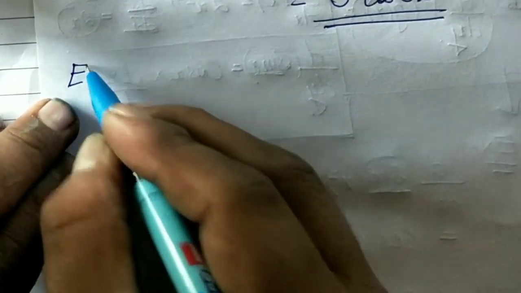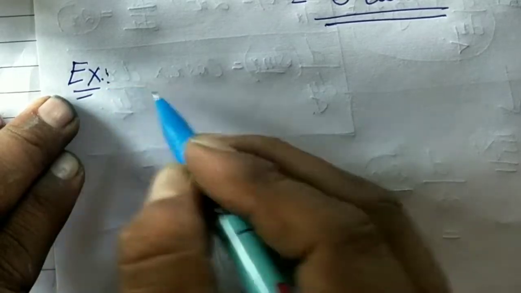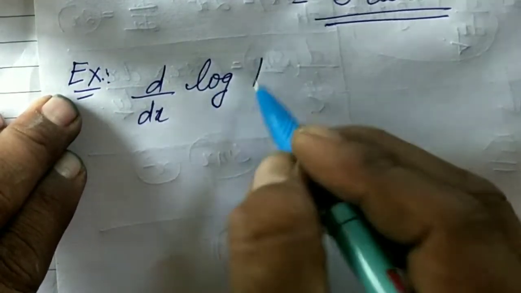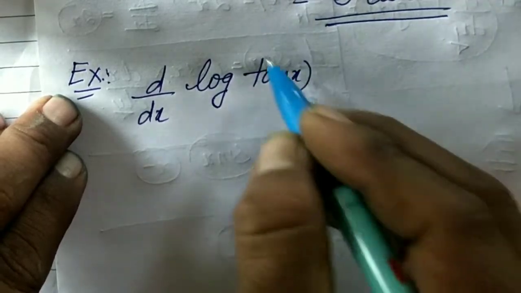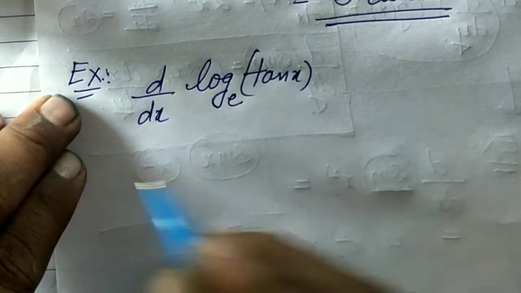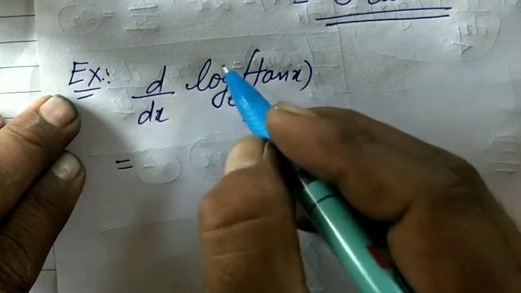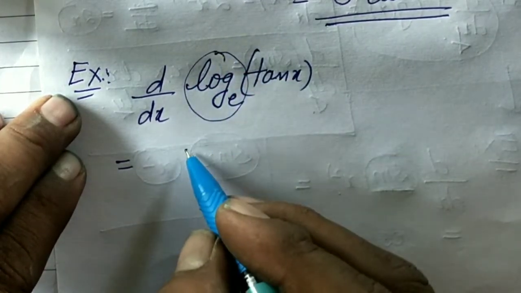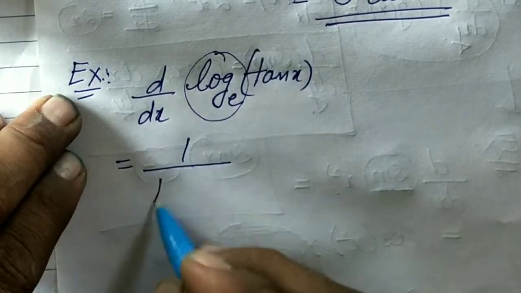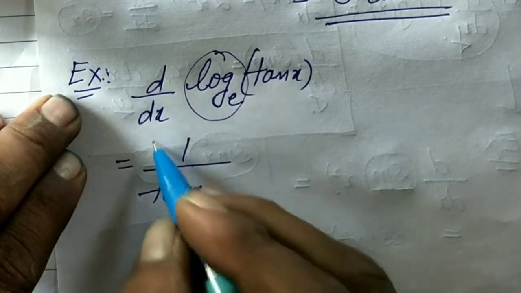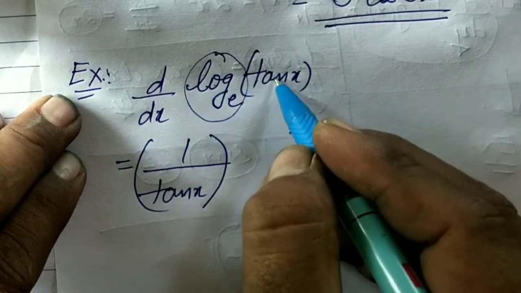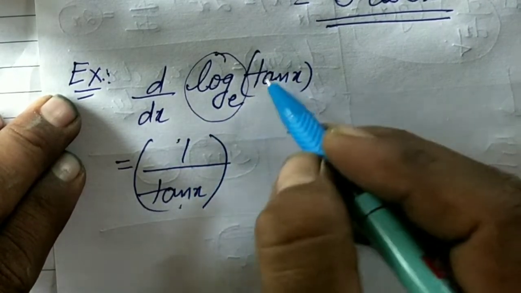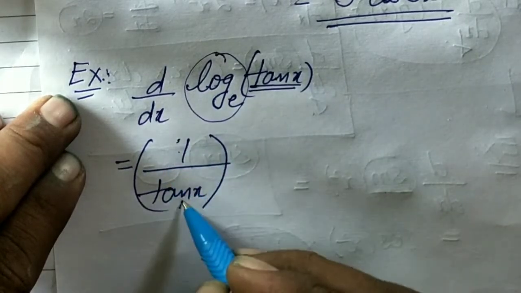Okay, let's take one more example. d by dx of log of tan of root x. Now how will I differentiate it? My first function is log. Differentiation of log x is 1 by x. So first I will differentiate log x. Differentiation of log x is 1 by x. So I'll differentiate it like this. Whatever is inside log, I will reciprocate it.